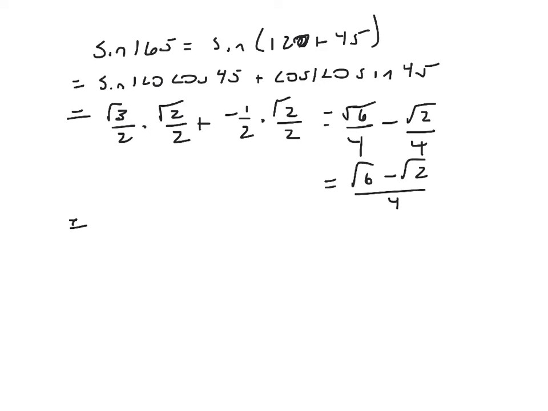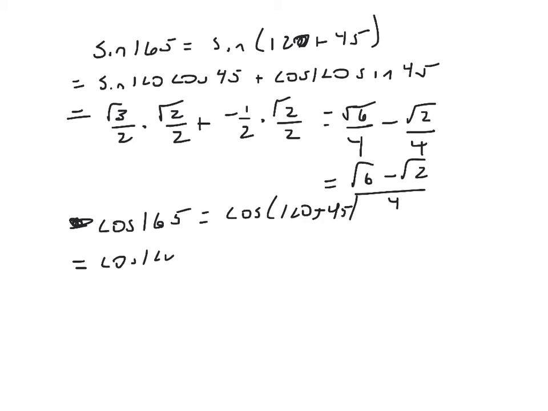That's an exact answer for the sine of 165. Now, if I say go ahead and do another one here, let's do the cosine also of 165. I already have my two angles. I'm going to keep that 120 plus 45. So again, just drop it into your identity, but we're using a different identity. This is cosine of a sum. So cosine 120, cosine 45 minus sine 120 sine 45.